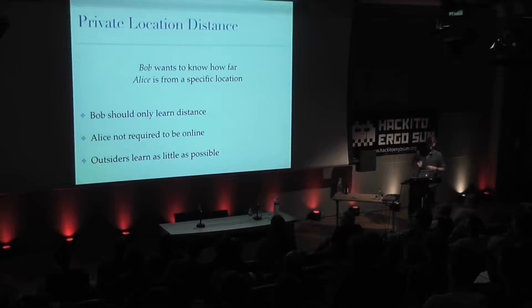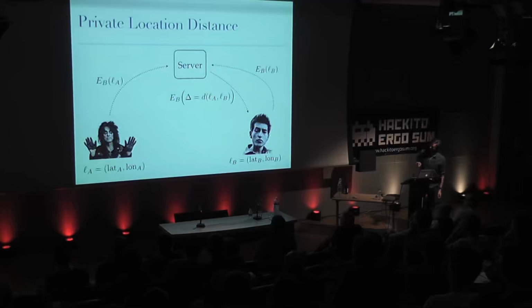The other one is, what if you actually want to know how far he is from a specific point? Here again, we don't want to know the exact location. We just want to see, okay, he's 5 minutes away, but not where he is. So Bob again should learn the distance. Alice is not required to be online, and again, outsiders should learn as little as possible. The scheme looks more or less the same. The only difference is that now the computation the server has to do is slightly different.